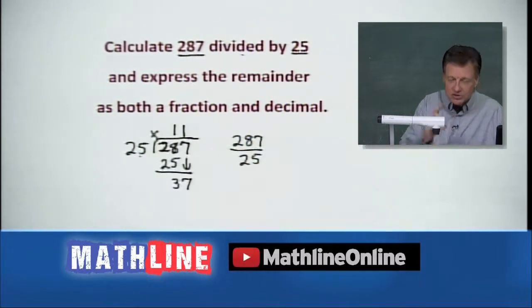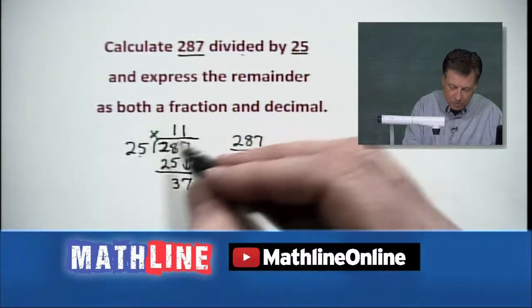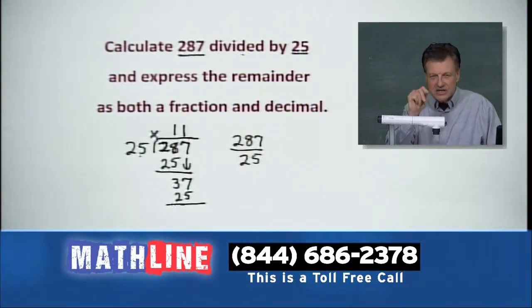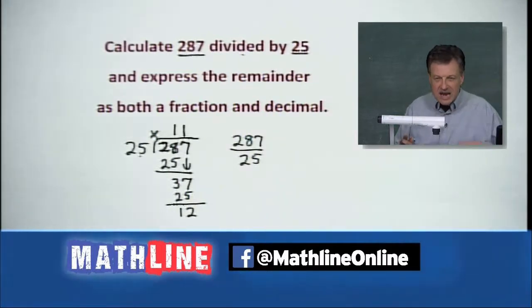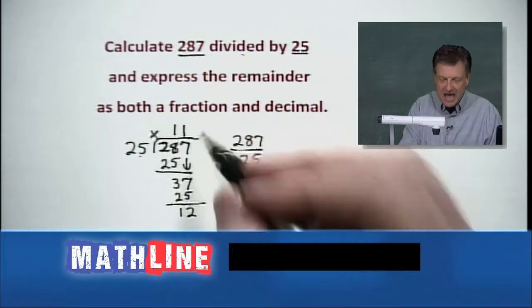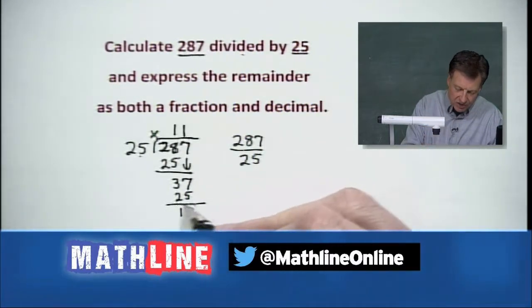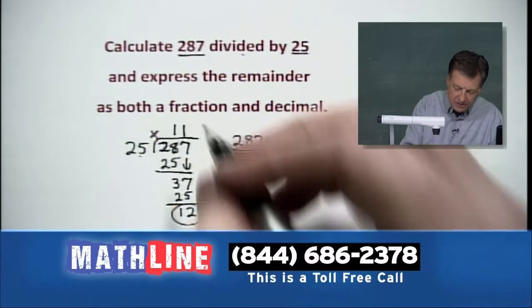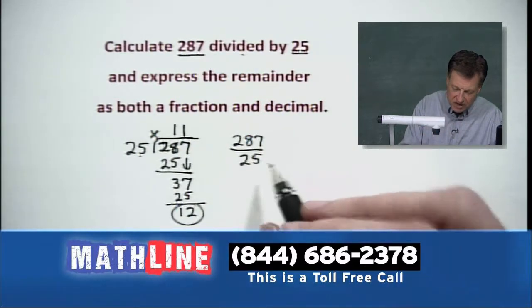And again, remember, we're multiplying through here. So 1 times 25 picks us up with another 25 there. Subtract, and we're at 12. Now, I don't have anything else to bring down at this point. However, I do have a remainder. And there it is. That remainder is 12. And we're going to put that over what we divided by. So here's your fraction part.